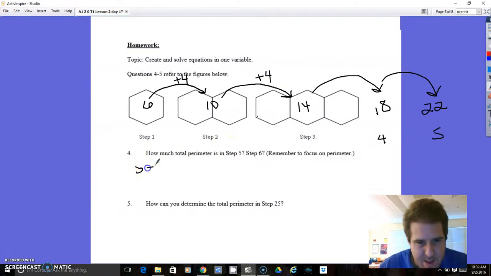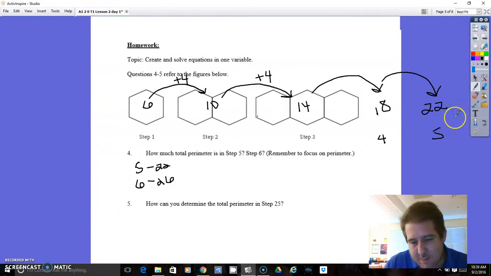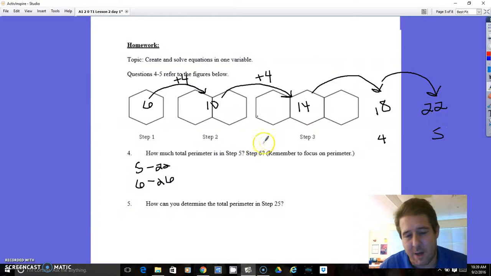We now know step 5 has 22 blocks, and we know that step 6 is going to have 4 more, so that's going to have 26 blocks. Remember to focus on perimeter. Well, I already mentioned that. How can you determine the total perimeter in step 25? Well, I could continue this pattern until I get to step 25, but that would be pretty time consuming. I don't want to do it that way. I want to find an easier way.